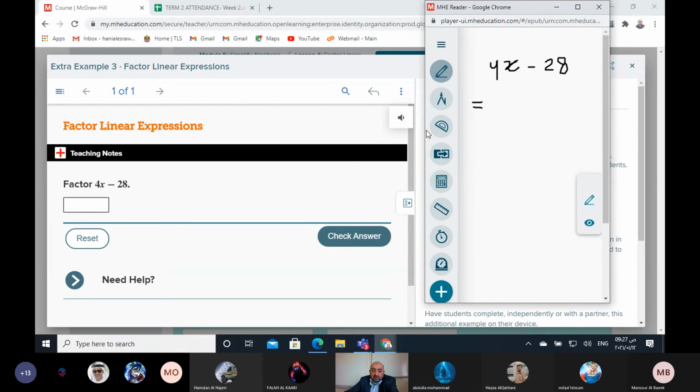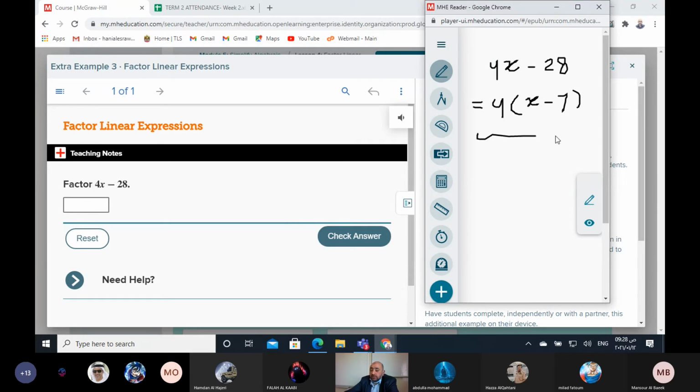The first step to do the factor: find the GCF between the two terms here. So take 4 and 28. The GCF between 4 and 28 will be 4. Then open parentheses here. Then take the first term and divide it by the GCF. 4x divided by 4: 4 divided by 4 will be 1, and 1x means x. Then here we have minus. Now 28 divided by 4 will be 7. This is the answer.